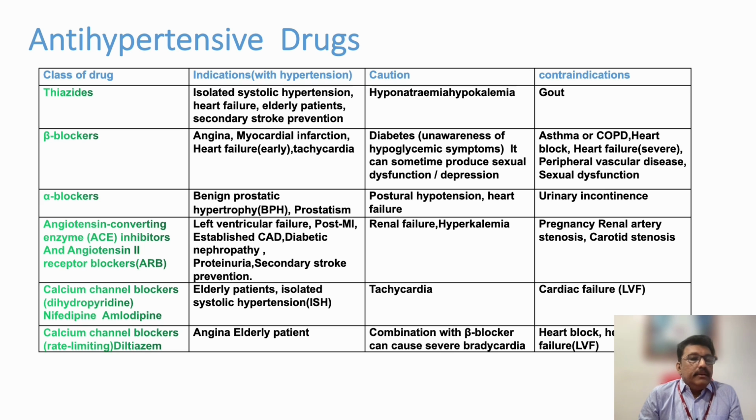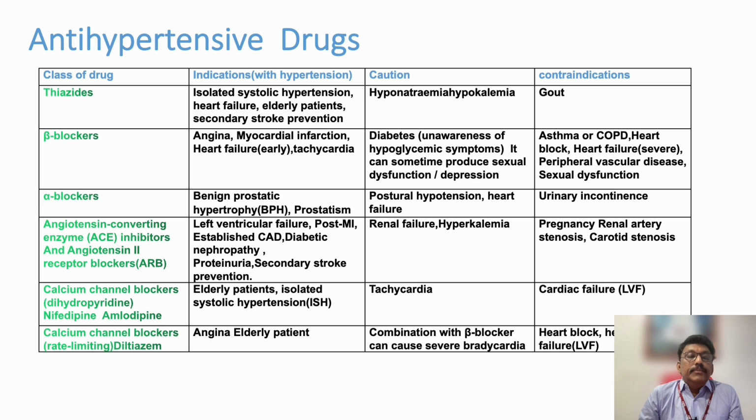Beta blockers are removed from the first line therapy. But here what we are telling is what are the indications for each class of drugs. Thiazides, you can start for isolated systolic hypertension, cardiac failure, elderly individuals, secondary stroke prevention. Beta blockers, if the patient is already having myocardial infarction, angina, heart failure, tachycardia, then beta blockers are the choice of drugs.